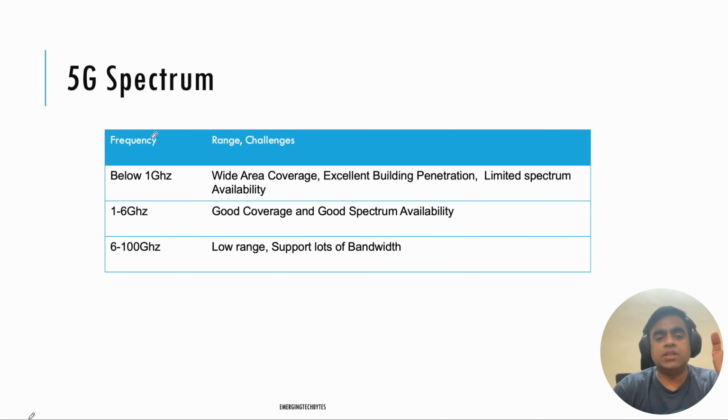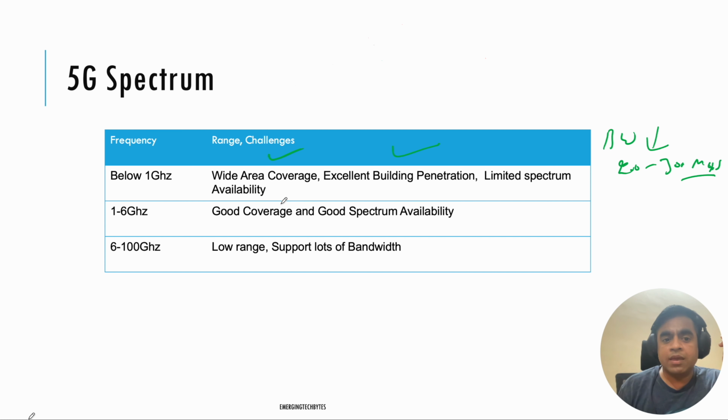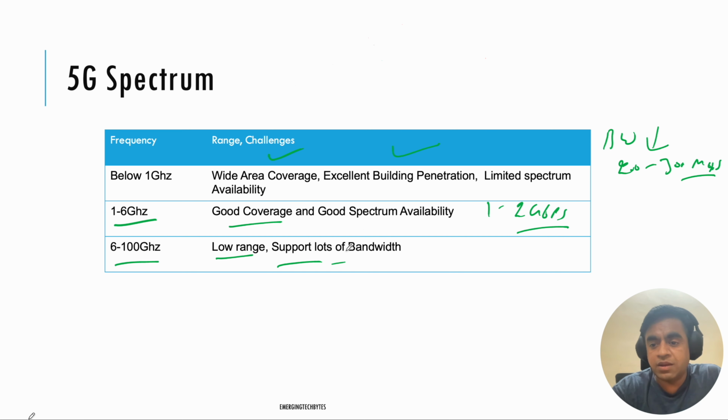Okay, and these are the numbers that you see. Below 1 gigahertz, which is your lower band, FR1: wide coverage, excellent building penetration, it can even penetrate rocks, right? But by now you know the bandwidth will be less, somewhere around 200 to 300 mbps only. If it is a mid band, somewhere around 1 to 6 gigahertz of spectrum, good coverage, but a decent bandwidth, 1 to 2 gbps. But if it is a millimeter wave segment for 5G, the range is low, but it supports lots and lots of bandwidth. So as you see, your spectrum strategy also has an impact on the 5G outcome.